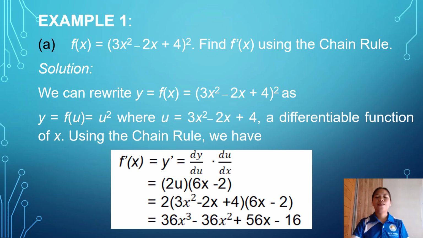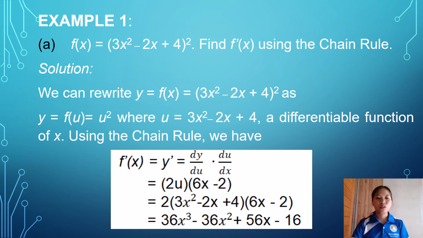So let's work through an example. Example 1. Let's say we have this function f of x is equal to the quantity of 3x squared minus 2x plus 4, squared. Find the f prime of x using the chain rule. In this given function, we have the outer function which is the exponent 2 and the inner function which is 3x squared minus 2x plus 4.